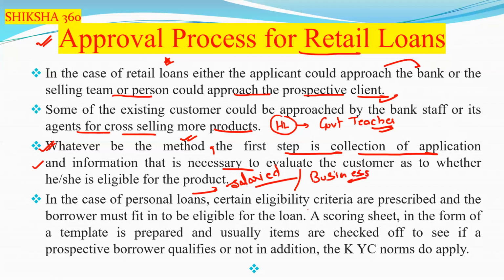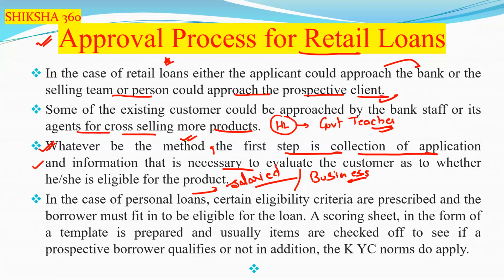So basically these are some of the certain conditions. In the case of personal loans, certain eligibility criteria are prescribed and the borrower must fit in to be eligible for the loan. A scoring sheet in the form of a template is prepared, and usually items are checked off to see if a prospective borrower qualifies or not. In addition, the KYC norms apply.